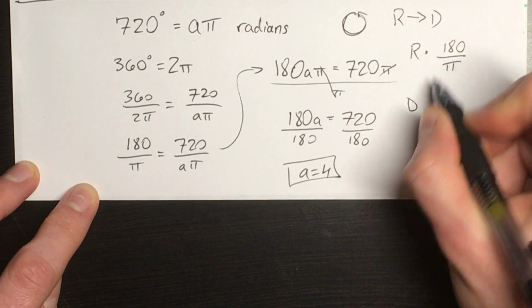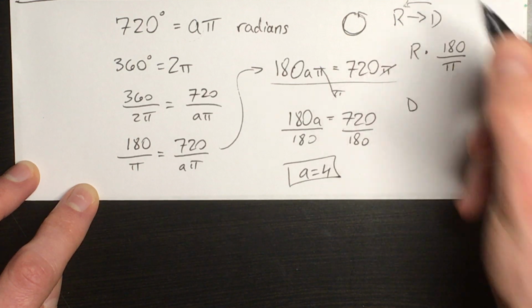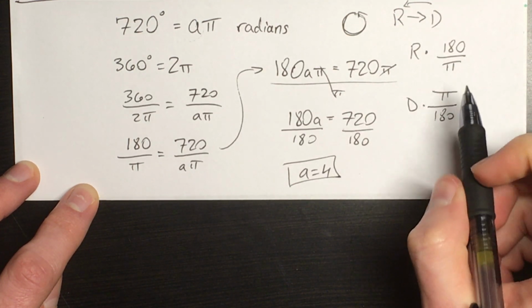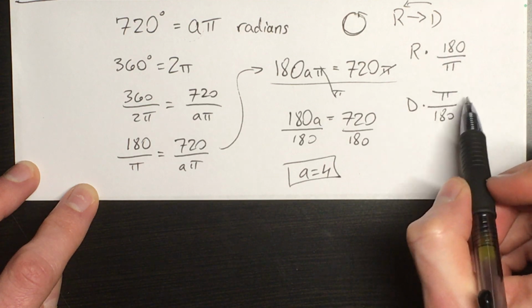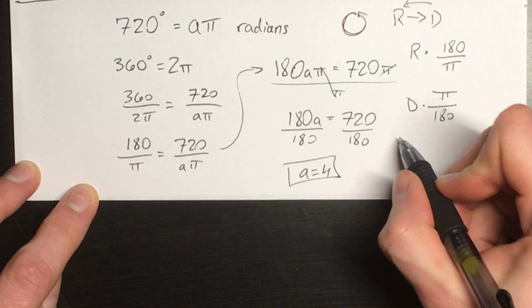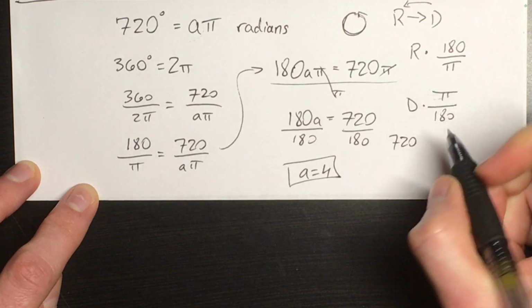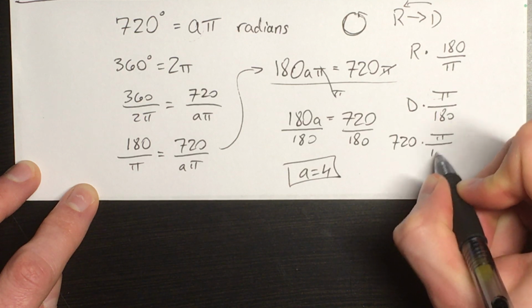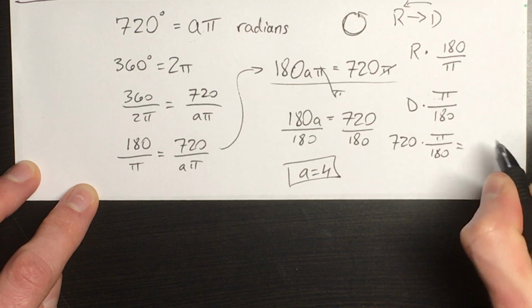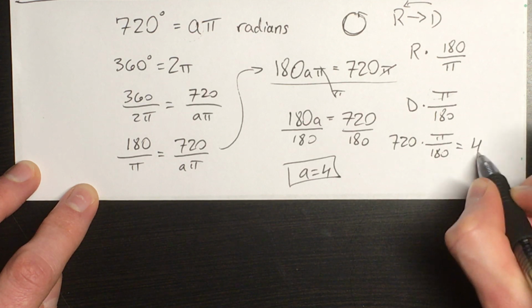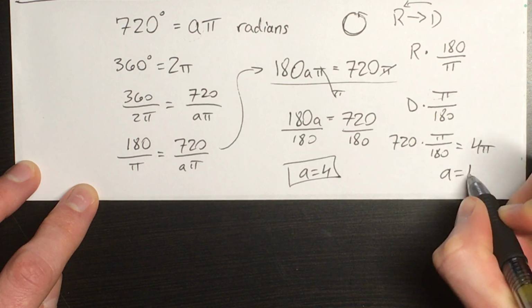If you're going degrees to radians, you do degrees times pi over 180. I think about that because radians often have pi, so I want to add a pi in there, so I multiply by pi. So in this case, you have 720 degrees. You want to get to radians, so you multiply this by pi over 180, and you get 720 pi over 180, which is just 4 pi. So again, you'd get that a is equal to 4.